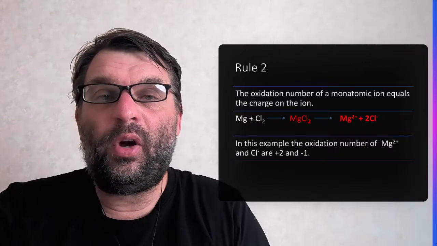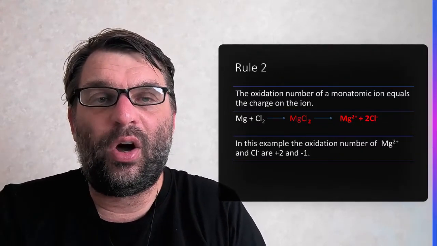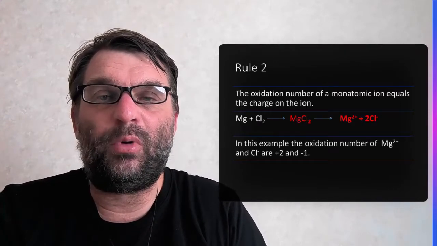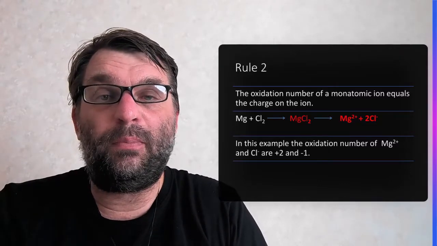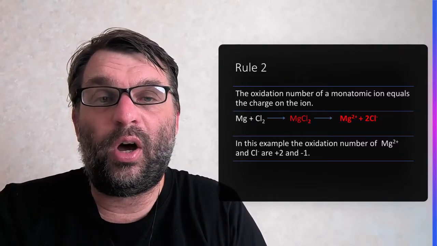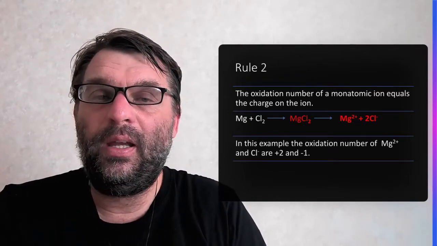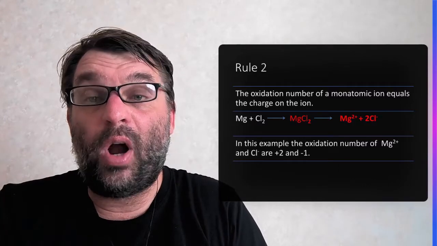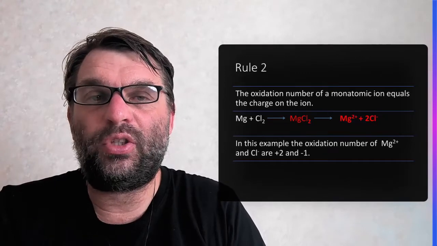Rule 2, the oxidation number of any monatomic ion equals the charge on that ion. So for example, when magnesium reacts with chlorine to form magnesium chloride, that being an ionic salt, it forms magnesium 2+ ions and chloride ions. So therefore the oxidation number of the magnesium cation is +2, and the chloride anion is going to be -1, because that's the charges they have.